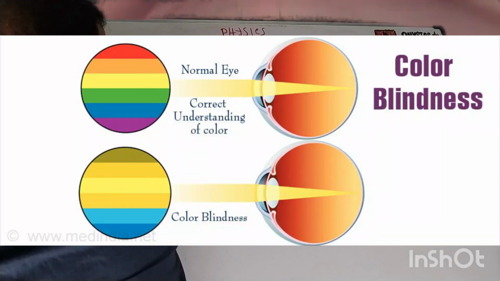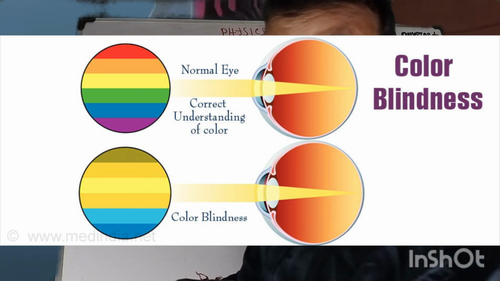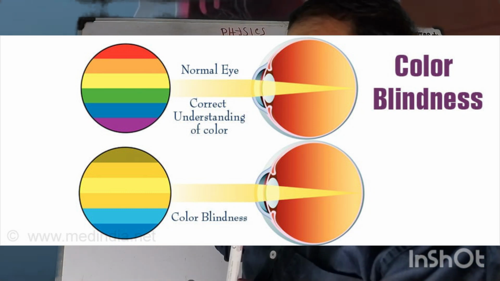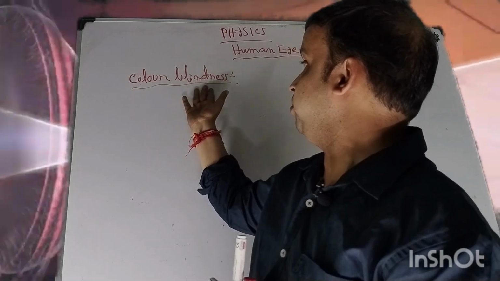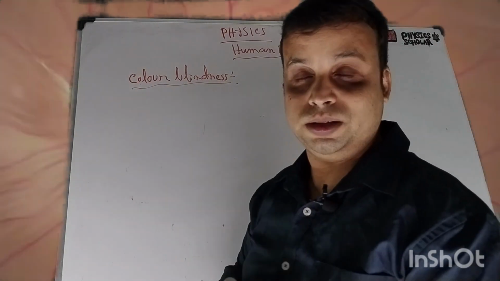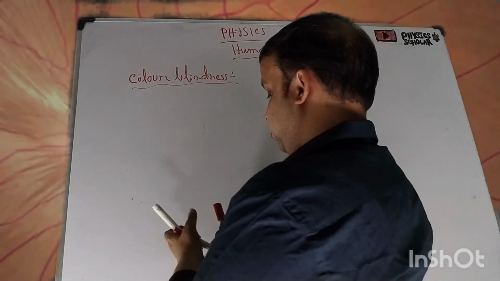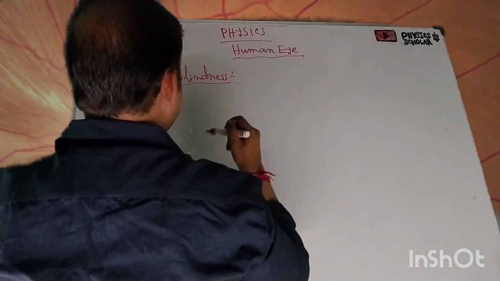So color blindness does not mean that the person suffering from color blindness will be blind. Not at all. Color blindness is a disease.